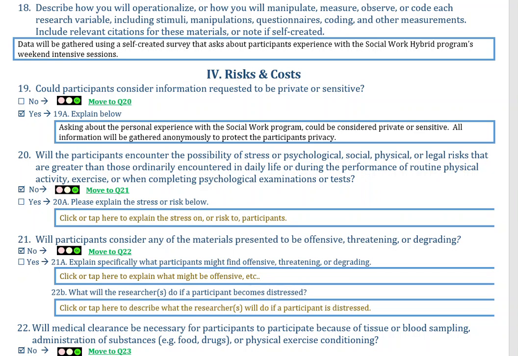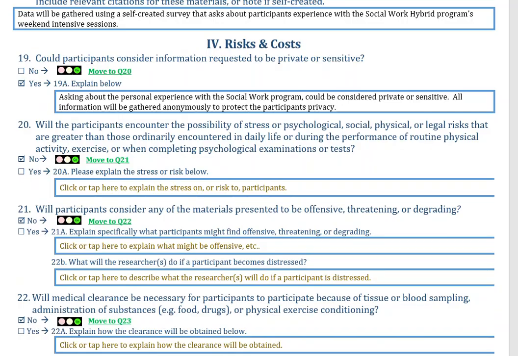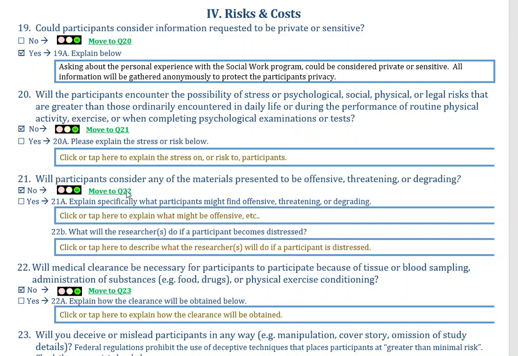If they come back and say yes, answering the ACEs is more stressful, then we can always say we will give them the number to the crisis team if they get stressed. But for most of you, the answer should be no on that one. Will participants consider any of the materials presented to be offensive, threatening, or degrading? Usually no, unless you are asking them something that could be very offensive, and then you have to say why it might be offensive and what you will do if they become distressed.